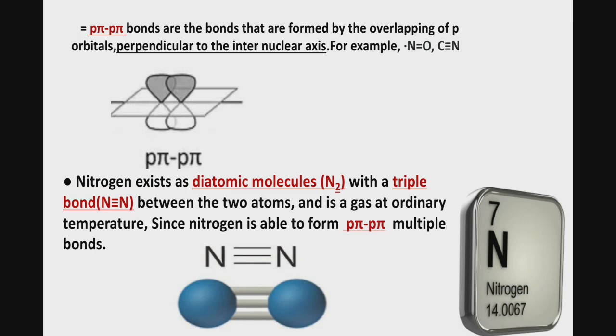Next point: nitrogen exists as a diatomic molecule, N2, with a triple bond between the two atoms, and it is a gas at ordinary temperature. Since nitrogen is able to form p-pi multiple bonds, here the two blue spheres represent the nitrogen atoms and the triple bond is given here.